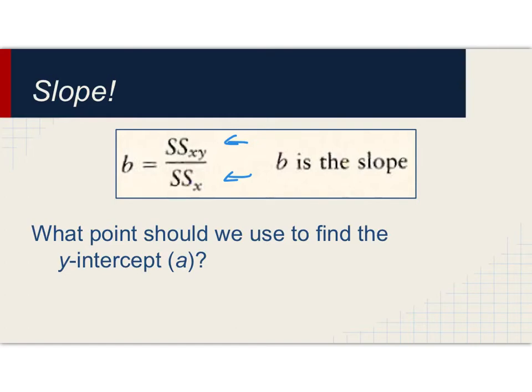So what point do we want to use to find the y-intercept? Well, we have a whole bunch of choices. We had 10 ordered pairs from that table, 10 x's with their corresponding y's. But guess what? We're not going to use any of them. What we want to use in order to find the y-intercept, instead of plugging in an ordered pair as x and y, is x bar and y bar as our point that will help us to find the value of a, where again a is the y-intercept.